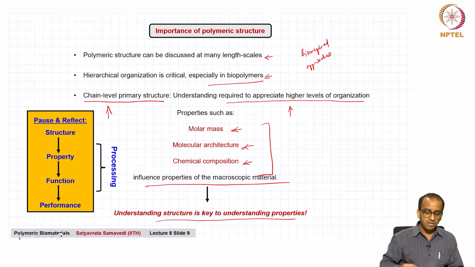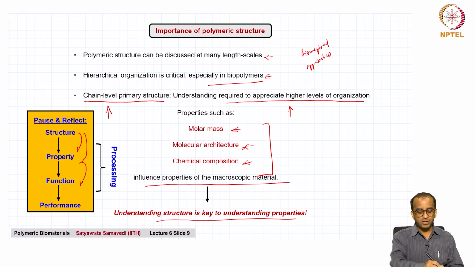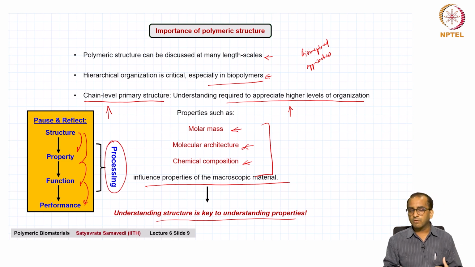So, we will end by reflecting on this important paradigm in polymeric materials, particularly polymeric biomaterials, where structure dictates properties, structure and properties together dictate function, and function dictates performance. And of course, because we are not just using polymers as such, we are processing them and designing biomaterial implants, processing becomes very important, and structure property relationships can be heavily influenced by how the material is processed, which we will also look at in subsequent classes.